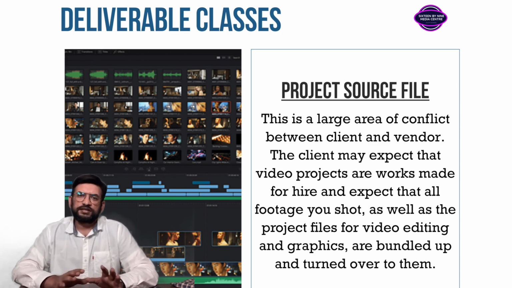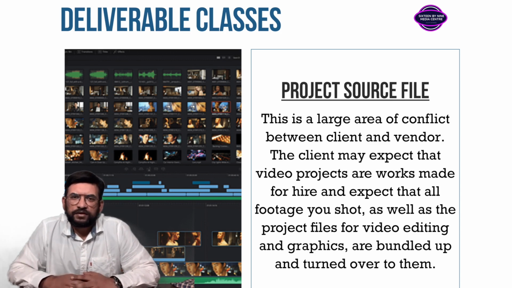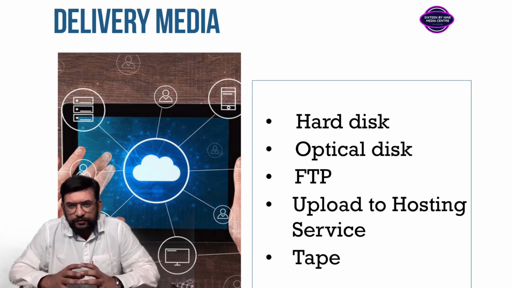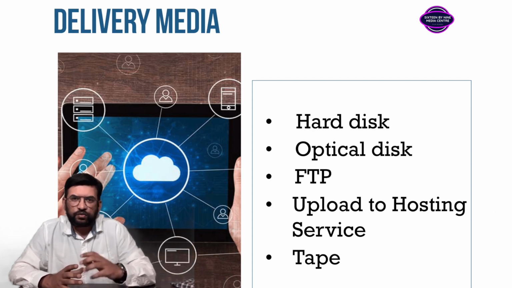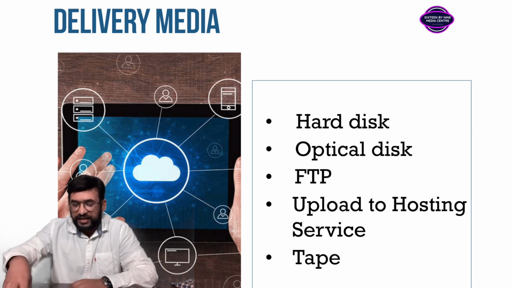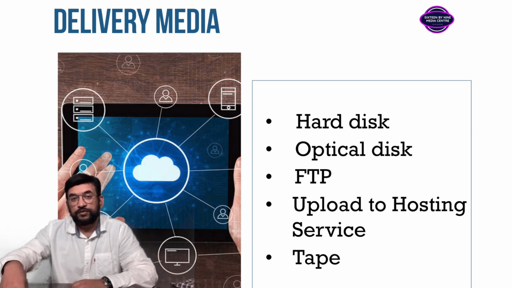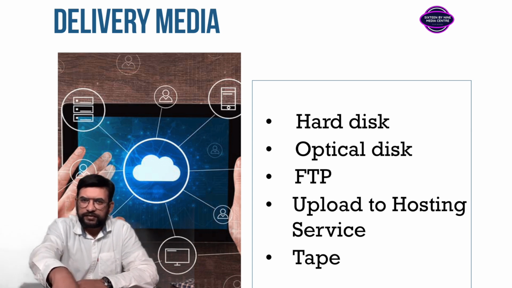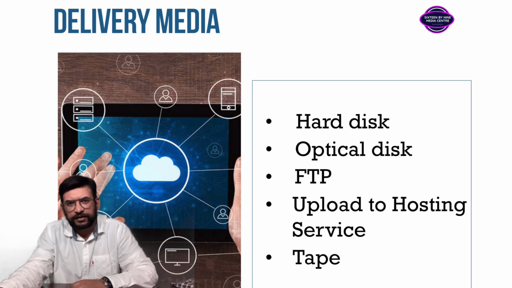Now, the third thing you need to understand is about the delivery media. How do you need to deliver it? First thing we talked about was the deliverable checklist, and then second thing we talked about was deliverable classes. So each and every deliverable class, whatever video files we are giving, except the source file and the project file, we are giving the mezzanine file and digital master file. The deliverable checklist will be valid for both of them.